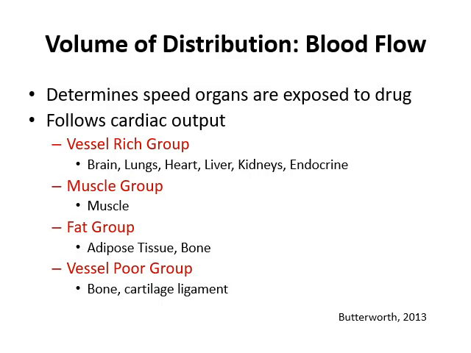Just to reiterate, blood flow determines the speed organs are exposed to a drug, and it follows cardiac output. So your vessel-rich group would be your brain, lung, heart, liver, kidneys, and endocrine organs. Then the muscle group, followed by the fat group, which is adipose tissue, and bone. And then the vessel-poor group, which includes some bone as well, cartilage and ligament.